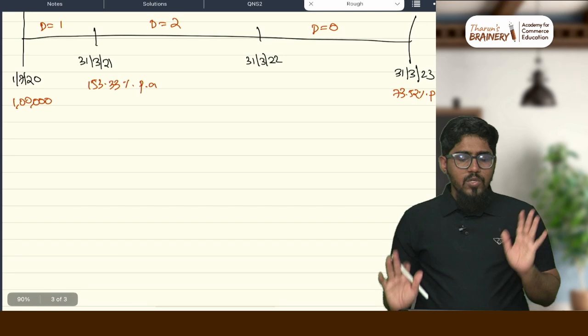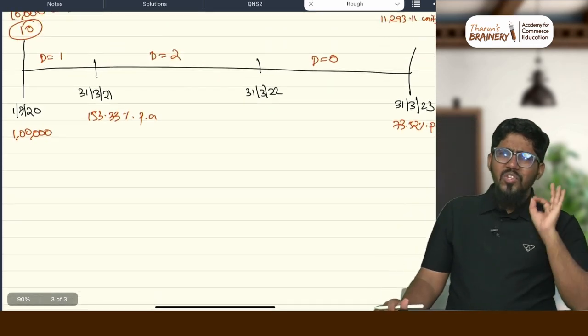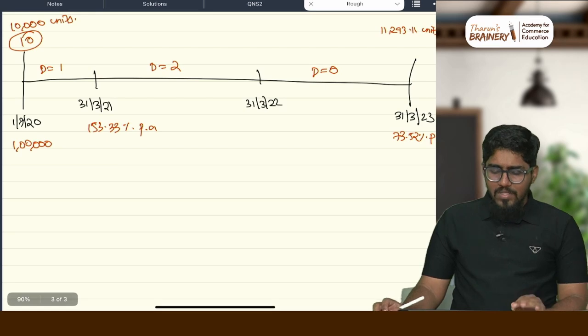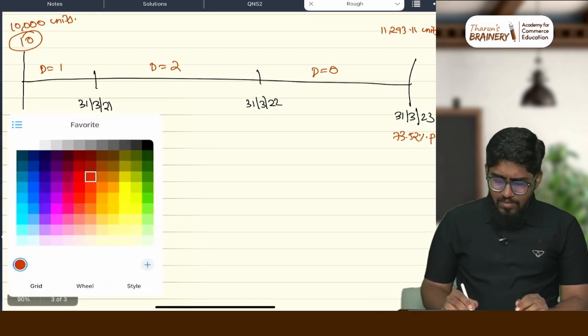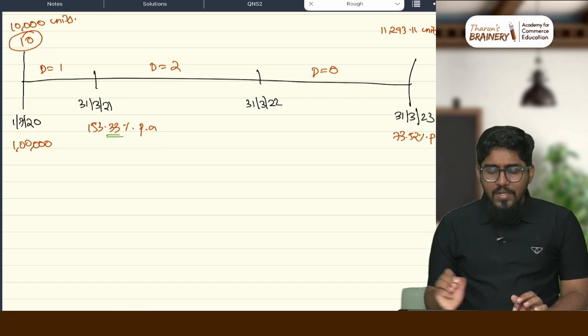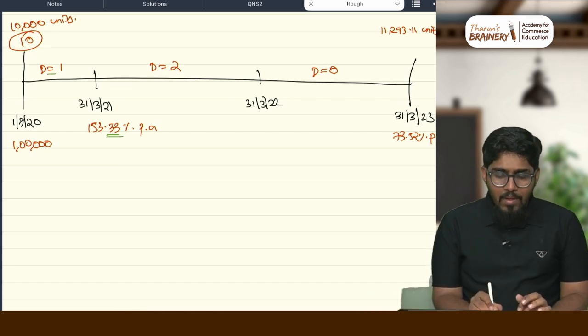Now, how to solve it? Go step by step. Here I am solving roughly. Go step by step. The first step: I know my annualized return. I know my dividend.